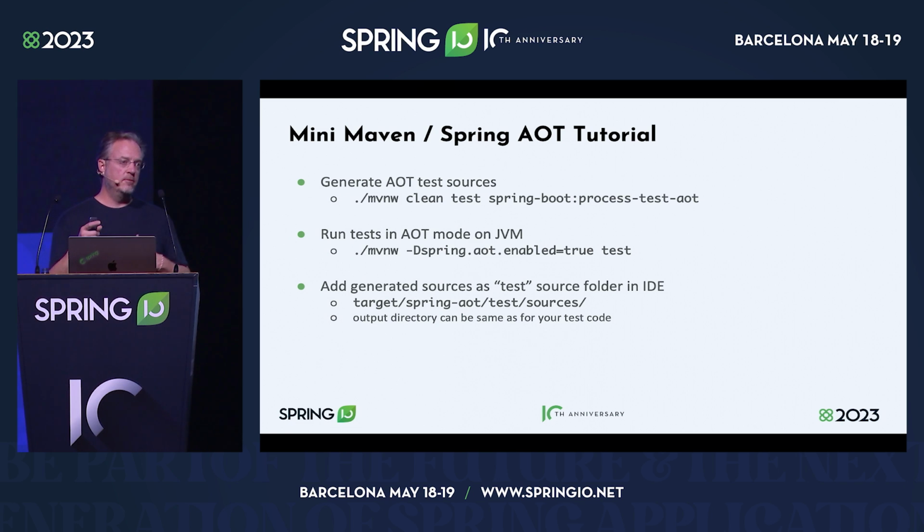Then within your IDE, if you want to work with these generated artifacts, what you need to do is add these generated sources as a test source folder to your project. For Maven, that's going to be under target/spring-aot/test-sources, and I'll show you an example of what it looks like. And then you're going to need to set up the output directory somewhere. You can set it to the same as your test code or to another output directory if you wish for your IDE.